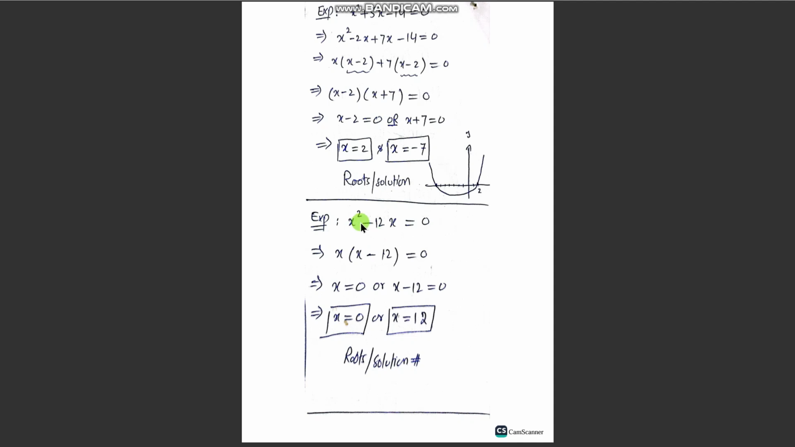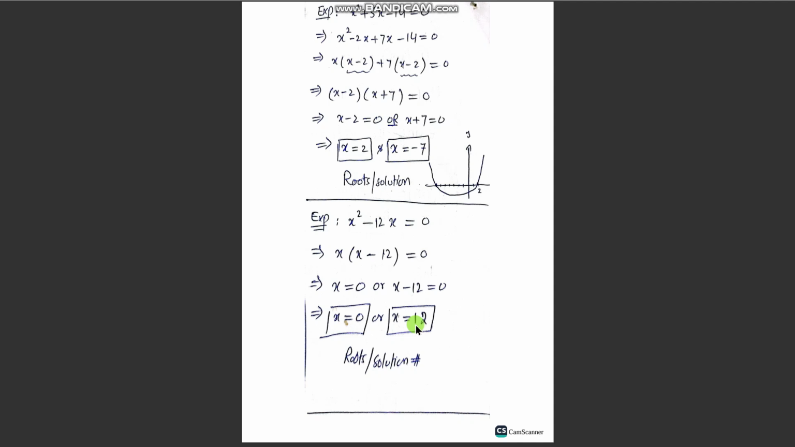And the last question, x square minus 12x is equal to 0. There is no constant term, so we can directly solve this equation by taking x common. We get x times x minus 12 equal to 0, which means x is equal to 0 or x minus 12 is equal to 0, so x is equal to 0 and x is equal to 12 is the solution of this equation.